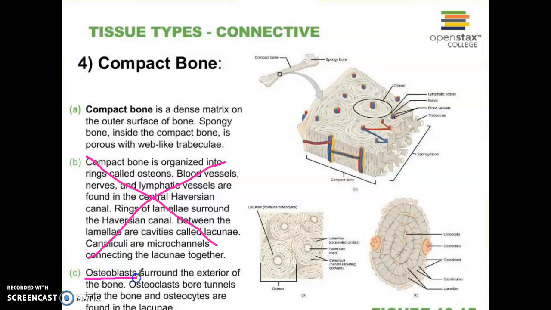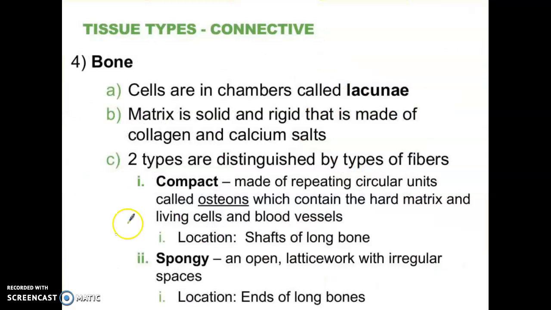Osteoblasts, I think this is important, surround the exterior of the bone. So these are the 3 types of cells that we find in bone tissue, and what their jobs are and where we find them. I think that's all I really care about. Just know that there's compact bone, and then there's spongy bone that tends to be more porous, just like it sounds.